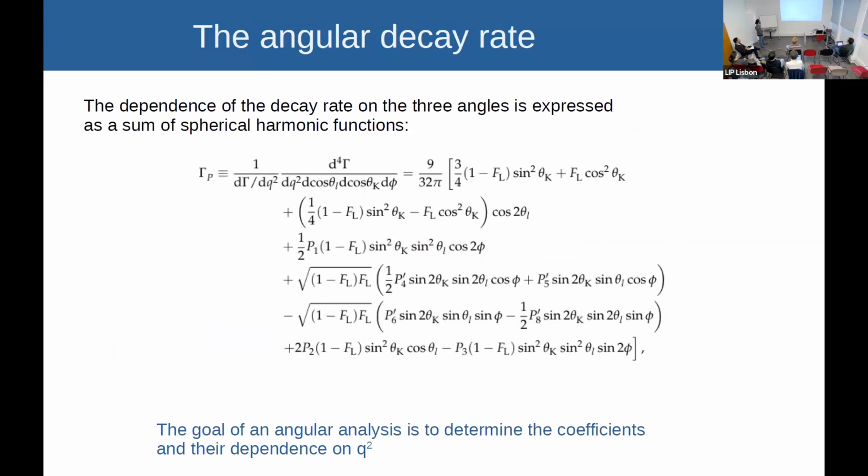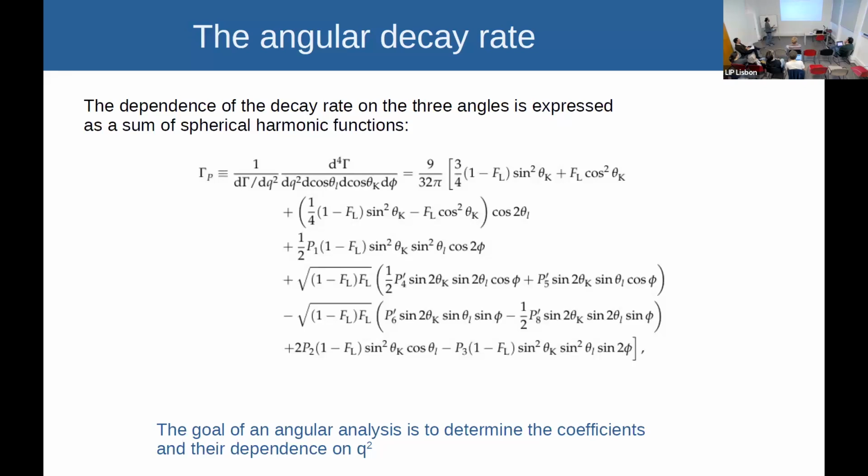And basically, okay, so we can then express the decay rate of our decay as a function of these three angles using this sum, this polynomial of spherical harmonics. So you can see here, this is a bit complicated, but we can go through. Each term of this polynomial has a dependence on these angles through the spherical harmonics, and then we have a set of coefficients that parameterize this polynomial.